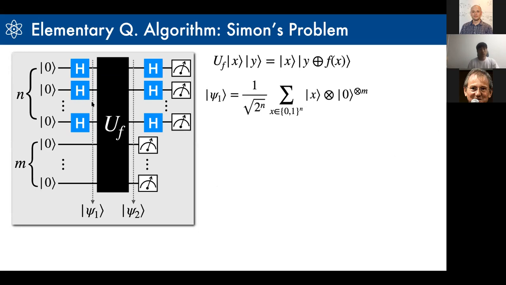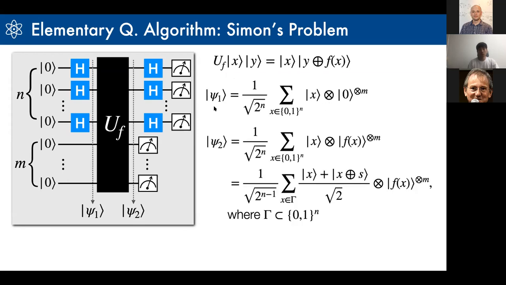Okay, so now this is a circuit that implements that. So again, we have an n-qubit register with Hadamard gates. And now, unlike the Deutsch-Jozsa algorithm, we have an m-bit register here, okay? And then again, this black box is some oracle that implements this unknown Boolean function like this, okay? So now we look at psi one after applying these Hadamard gates. This is what we get. We apply this oracle, we just follow this rule, this is what we get.